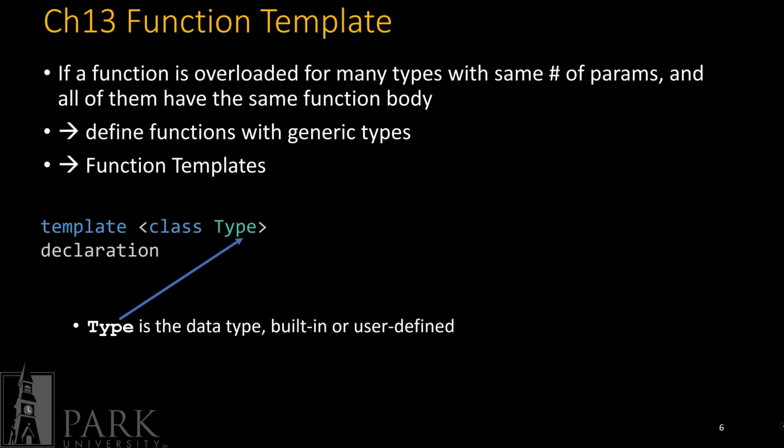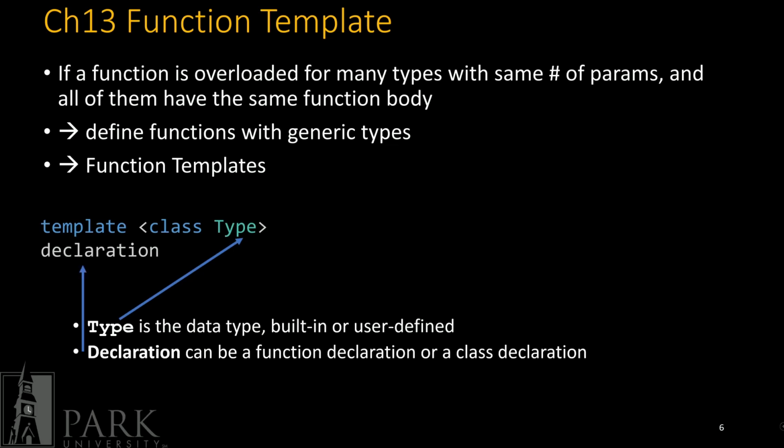Here, type is the data type that this function may work with. It can be either a primitive data type like an int, double, or even a class. The declaration can be a function declaration if you're writing a function template, or it can be a class declaration if you're writing a class template. And we'll explain class templates later in the course after we cover object-oriented programming. So let's take a look at an actual example.